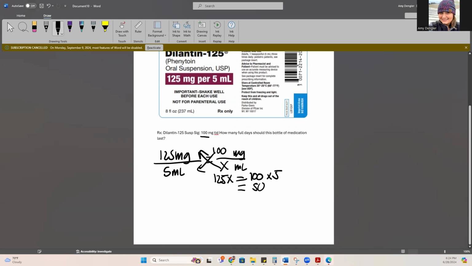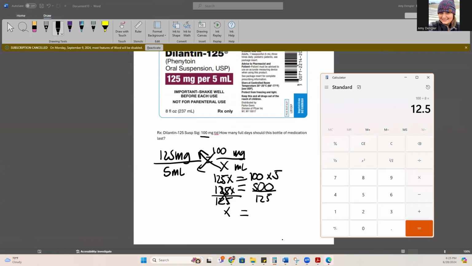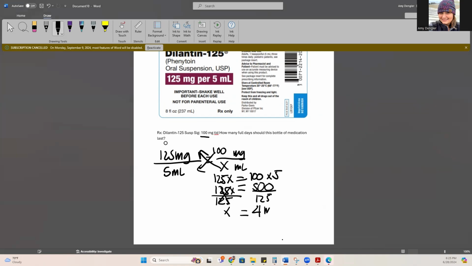100 times 5 is 500. And we have 125x. We want to get rid of the 125 to get x alone. And we take out our calculator now to divide that 500 divided by 125, which gives us 4 ml per dose.